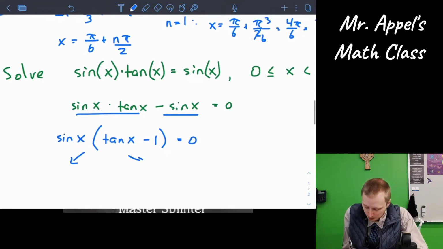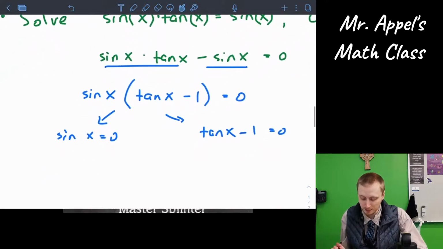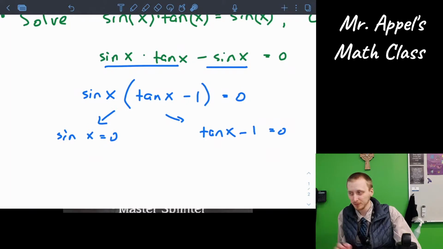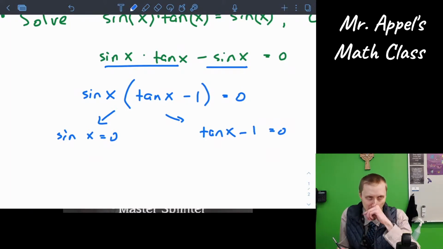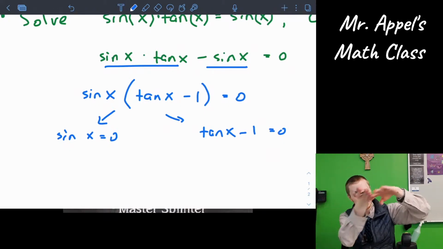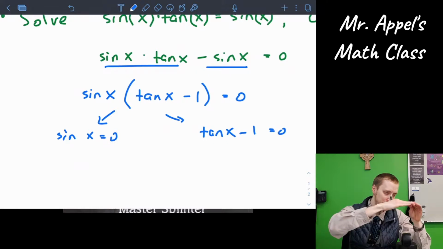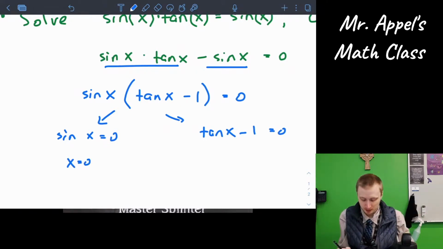I can split this apart. I know either sine x equals 0 or tan x minus 1 equals 0. Now those are very manageable, right? Sine of what angles equals 0? Okay, on my unit circle, sine is the y value. Where's the y value equal to 0? That would be 0 right there, clearly.